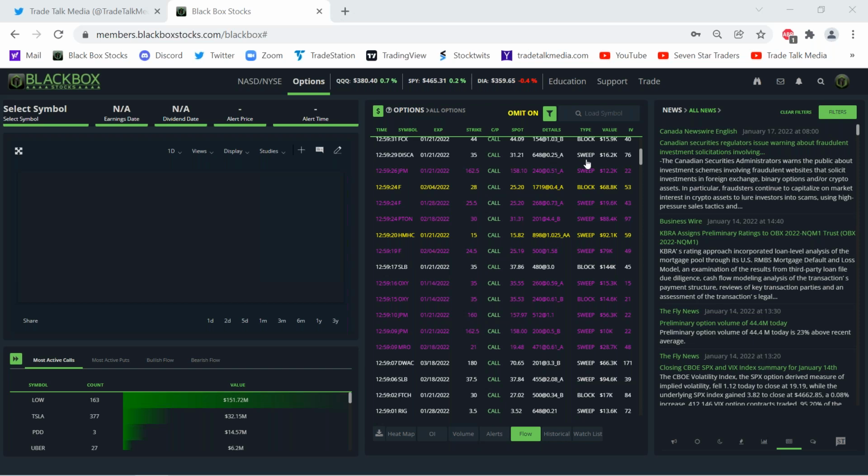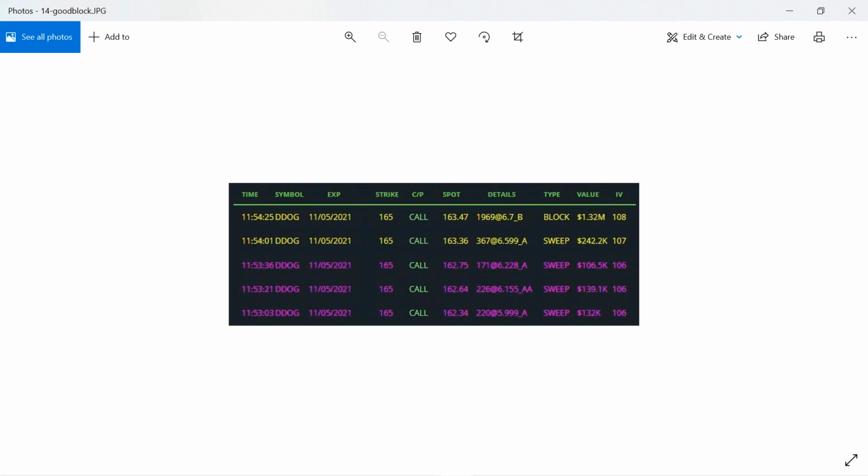We get this question a lot. I'm actually going to pull up a graphic here. We'll see something like this, and I'll post this on social media, where it's sweep, sweep, sweep, sweep, block. And these are good dollar amounts, 132, 139, 106, 242, but then the block is for $1.3 million. And people will say, well, wait a minute, you said we don't follow blocks. Well, here's the thing. If blocks and sweeps are mixed together, yes, we do need that block information. So this is where people kind of get confused a little bit.